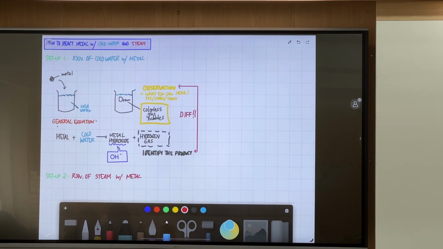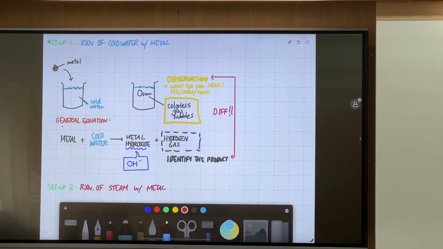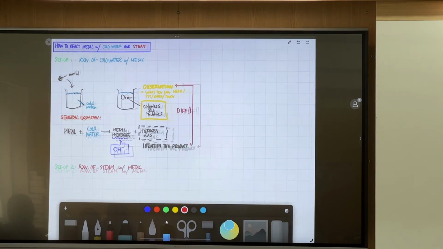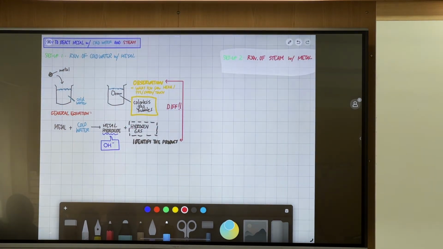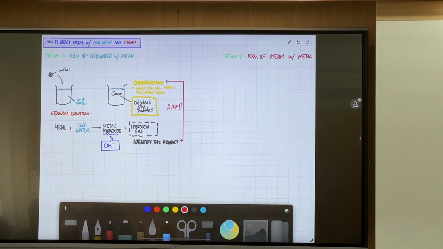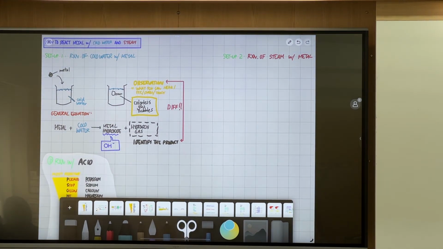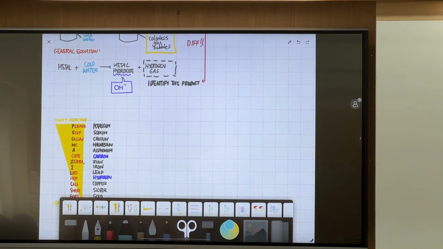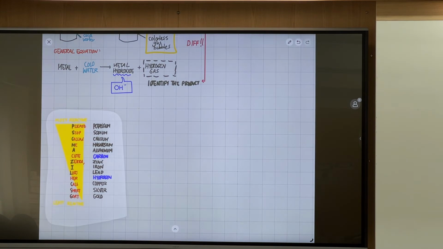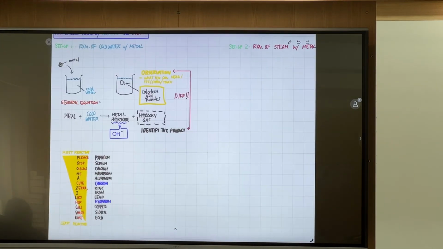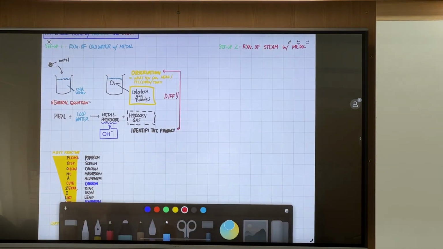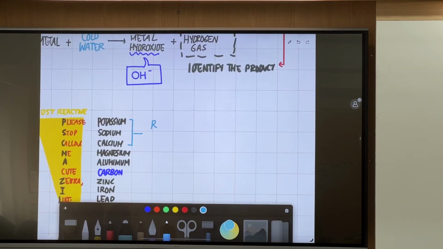Okay? So now, let's try to write a few equations based on this general equation down below. So remember the top three metals react with cold water, right? So potassium, sodium, and calcium. We can write this in here. Only these three react with cold water.